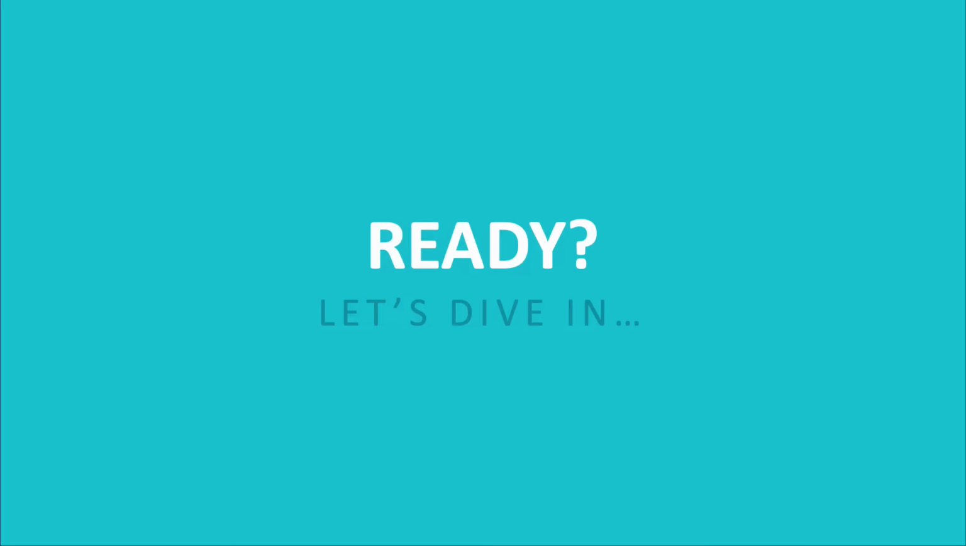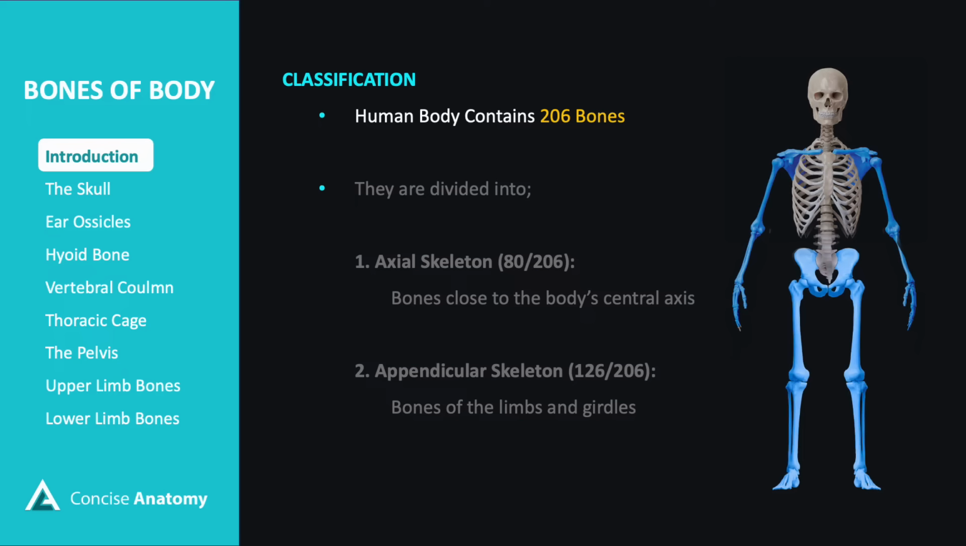Ready? Let's dive in. The human body has 206 bones, divided into two groups. The axial skeleton, containing 80 bones, forms the central framework of the body, including the skull, spine, and ribcage. The appendicular skeleton, comprising 126 bones, includes the limbs and girdles, which connect to the central skeletal framework.